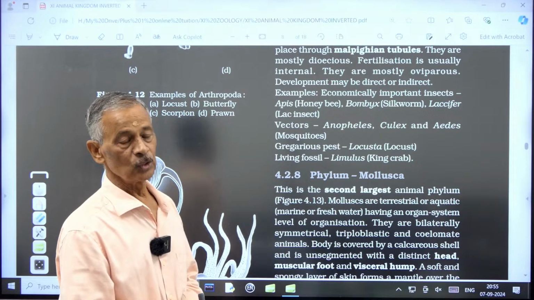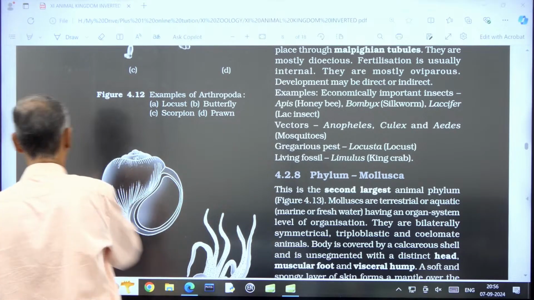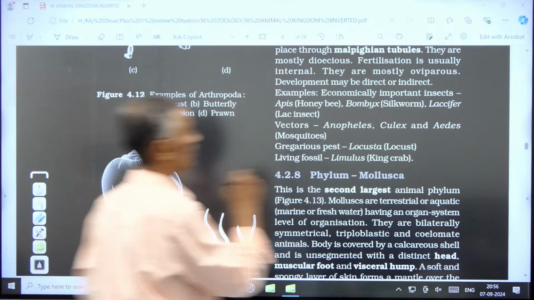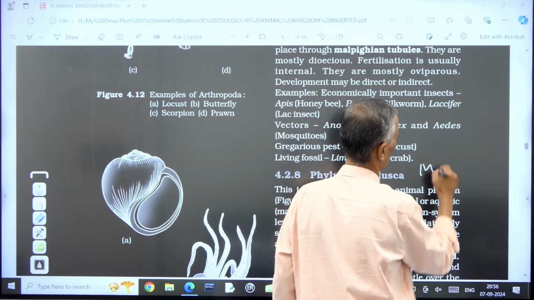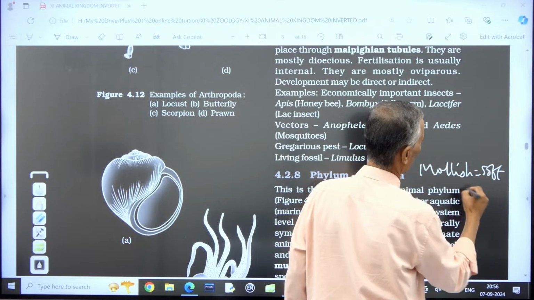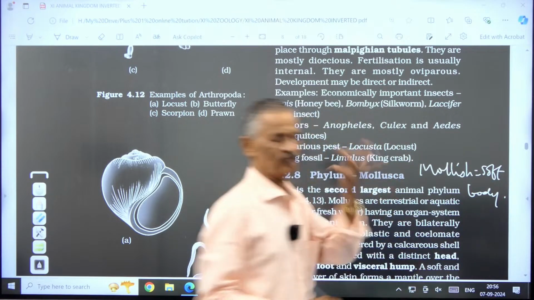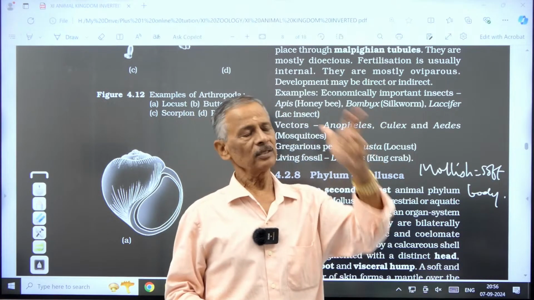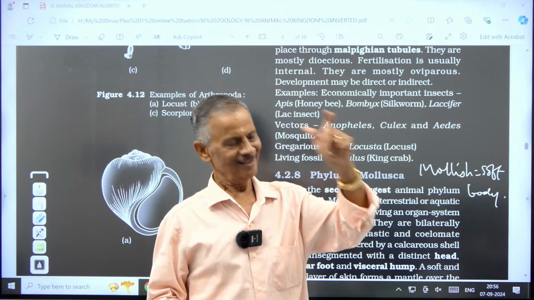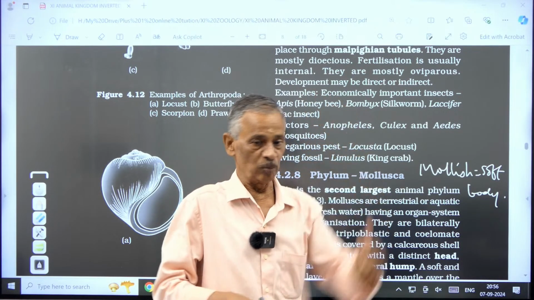It means soft body. It is derived from a Greek word, molish. Molish means soft body. The body is very soft. They are also triploblastic, bilaterally symmetrical, having organ system grade of organization, eucoelomates.